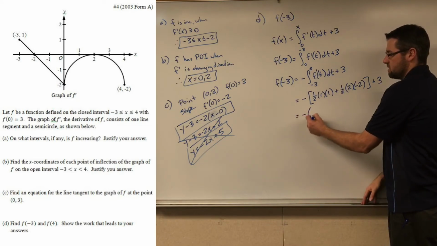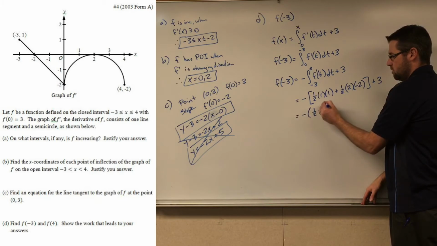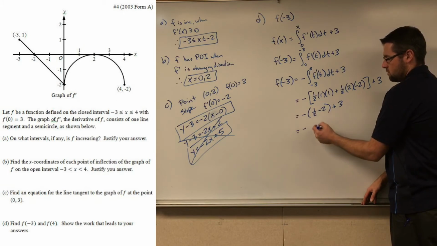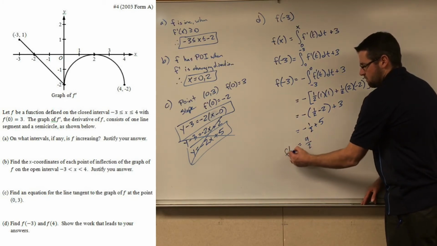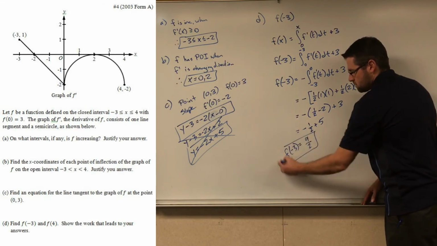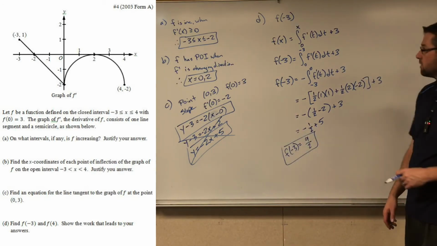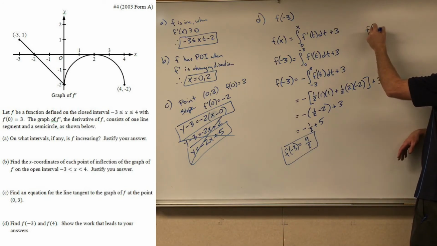So negative, let's see, this is 1/2, minus 2, and then plus 3. So we get, what is this, negative 1/2 plus 5, yeah? Equals what? 9/2? Is that right? This is f of negative 3. Are we okay with that? Okay.